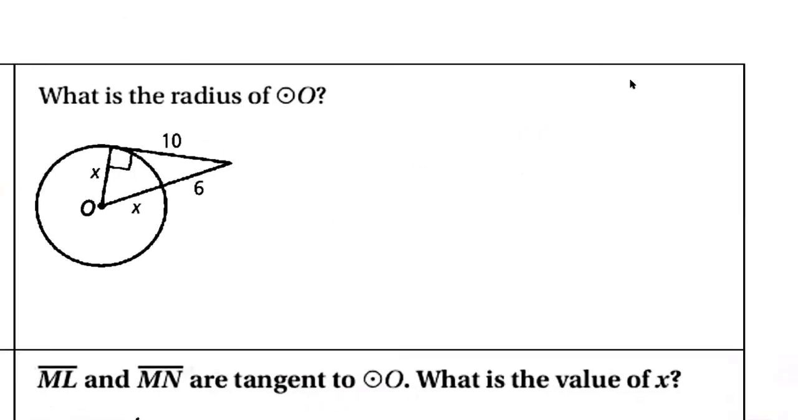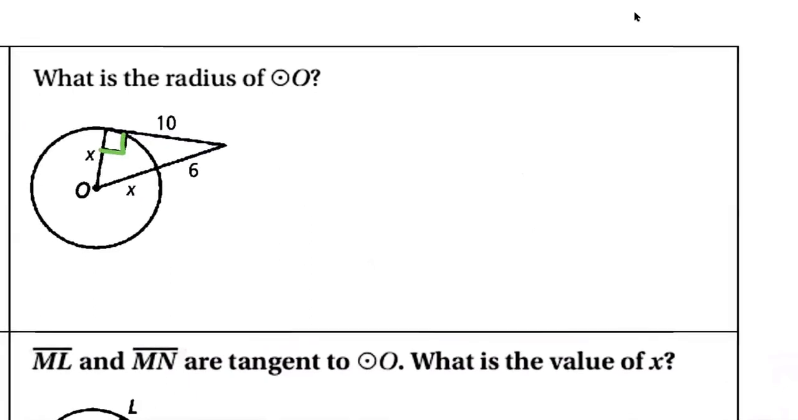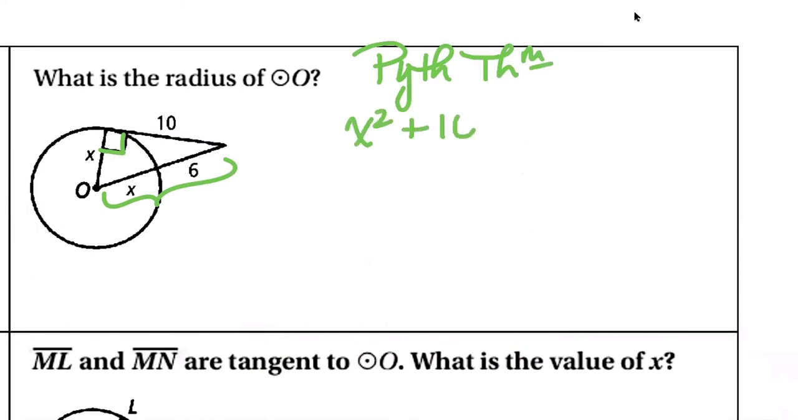Okay, next problem. What is the radius of circle O? Notice that we would know that this segment is tangent to the circle because that's a right angle. But all we really need to do is look at the right triangle, and we can ignore the circle actually. Because that's a right triangle, we can use the Pythagorean theorem. So we can say that x squared plus 10 squared equals, and that whole hypotenuse is x plus 6, not 6x, x plus 6. So that's equal to the hypotenuse squared.